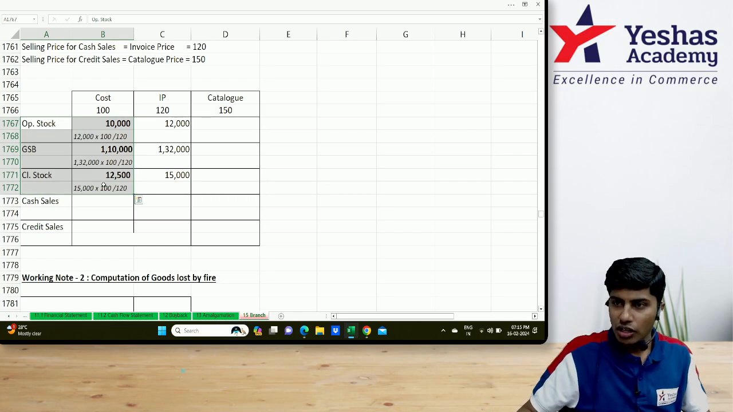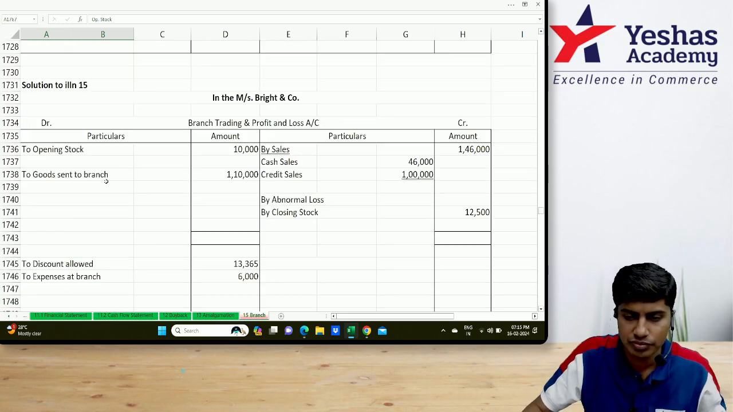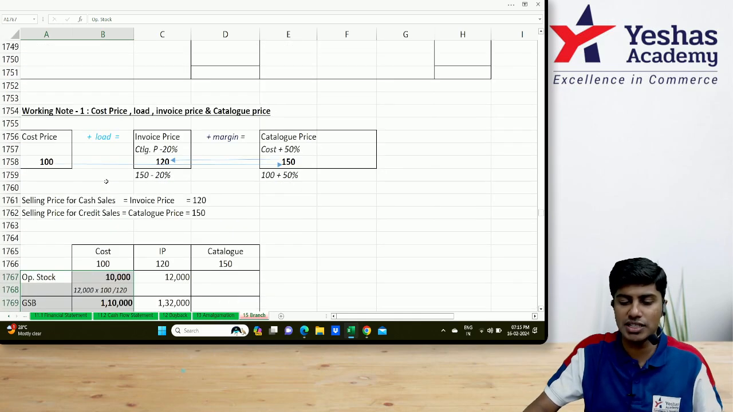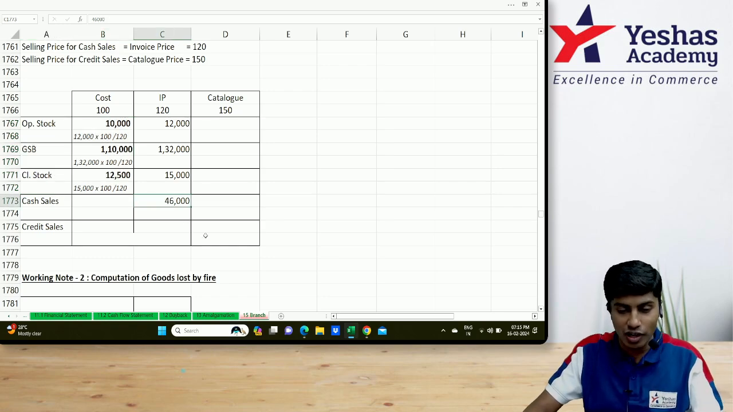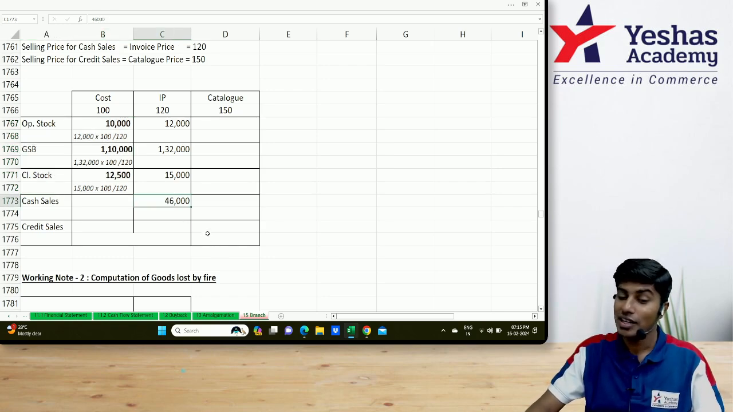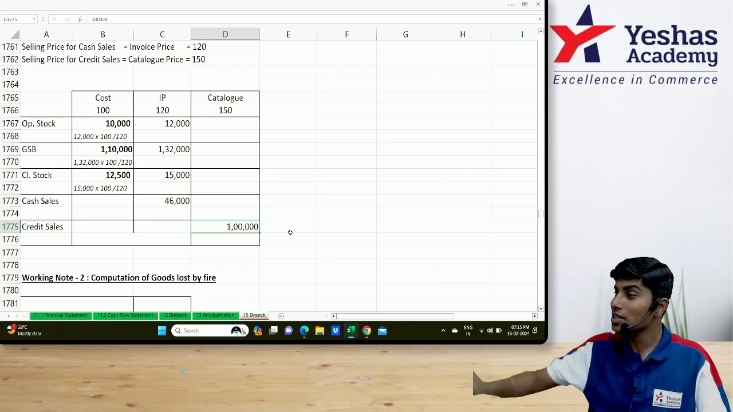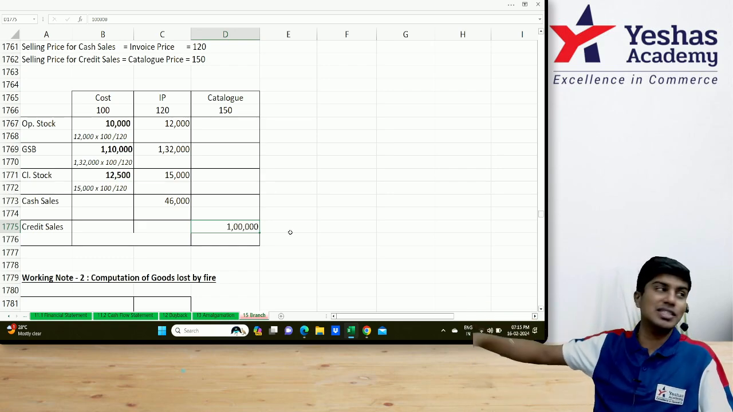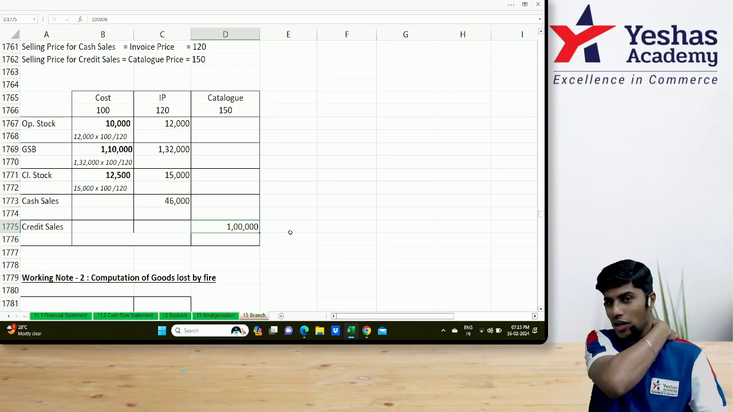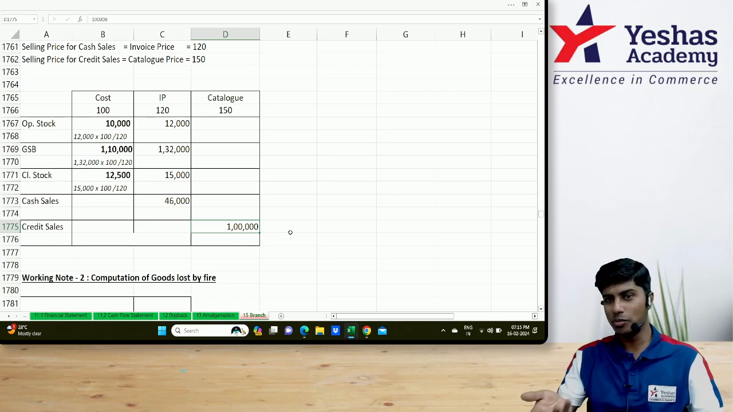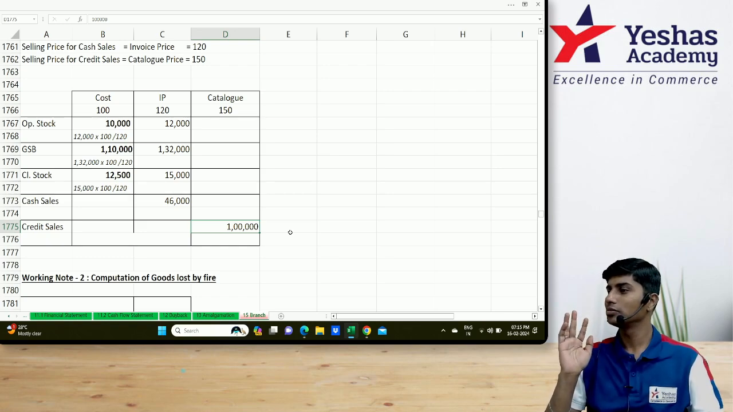Shall we? Cash sales. How much is cash sales? Cash sales 46, credit sales 1 lakh. Where do you write cash sales? Invoice price column. 1 lakh credit sales, catalog price. Because credit sales are at catalog price, cash sales are at invoice price. This is the trick. If you do this wrong, your entire answer will be wrong. Abnormal loss will be wrong. In trading account, if you don't write abnormal loss correctly, GP will be wrong. P&L also will be wrong.